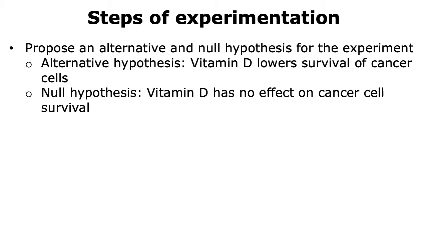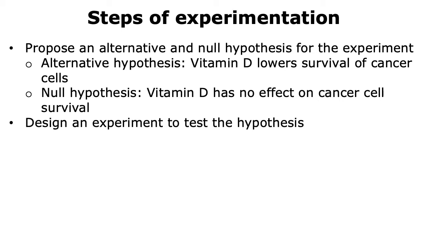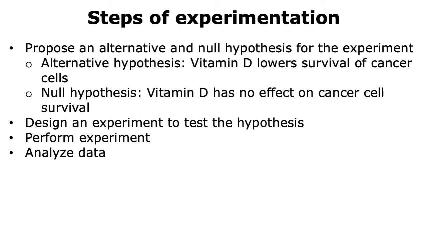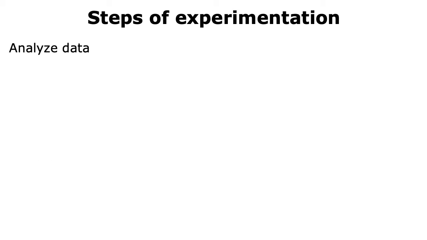Now that the alternative and null hypotheses have been proposed, the experiments can be designed. Thus, the experiments are designed to test the hypotheses, especially the alternative hypothesis. Once the experiments are designed, we can perform the experiments and obtain data. This data that is obtained has to be analyzed. The data that is obtained for the different conditions and the replicates for each condition has to be analyzed.